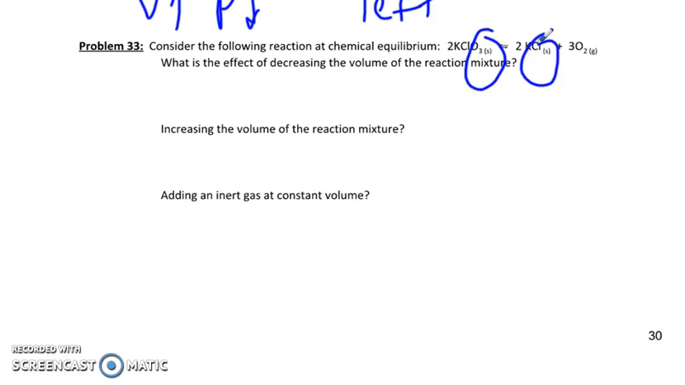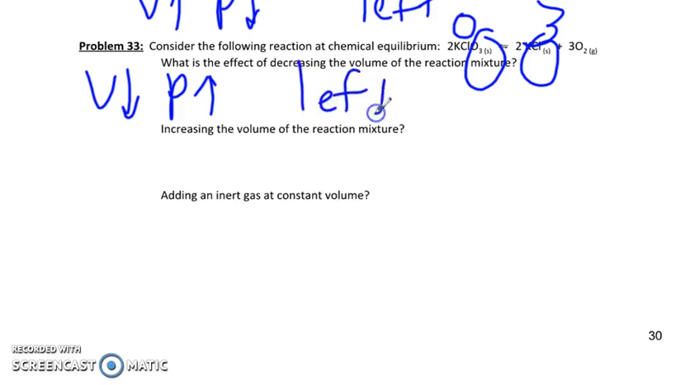So what's the effect of decreasing the volume of the reaction mixture? So if volume goes down, pressure goes up. Well, which side has the most number of gas molecules? This side has 3, this side has no gas molecules. So if I increase the pressure, how will it shift? Hopefully you said to the left. Okay, that's where I have fewer gas molecules.